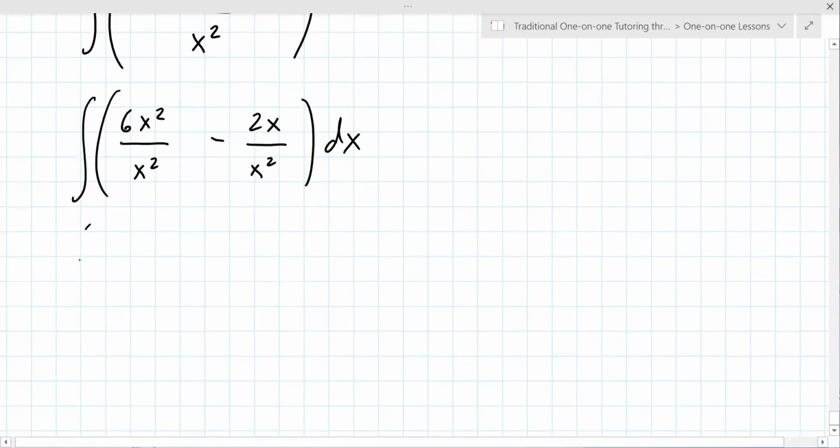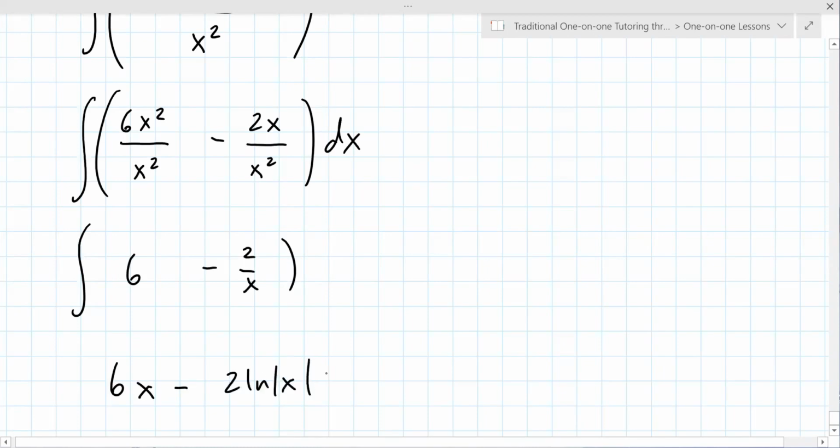Okay, I got it. 6 minus 2 over x, so the natural log of absolute value of x plus c. So it becomes 6x, not just 6. Yes, that's right. Okay, all right, this takes us to the end of our lesson for today.